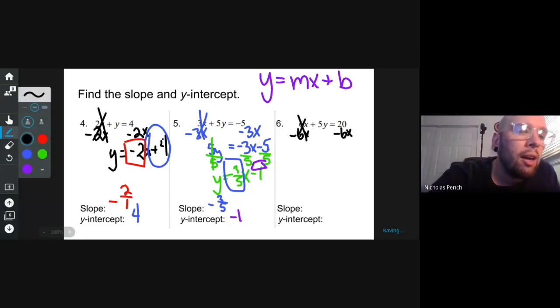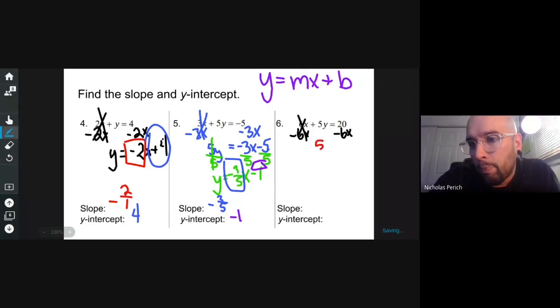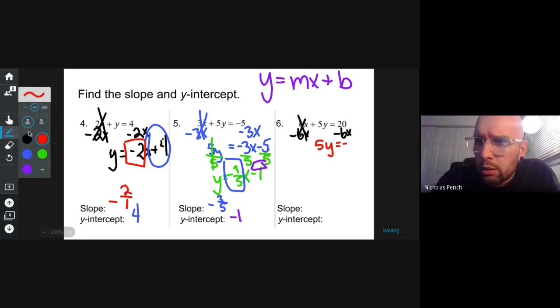On the left side, I have 5y. On the right side, I have a 20 and a negative 6x. Do they combine? No. Why? Because one has an x and the other one doesn't. So I'm always going to write out the guy with the x first. So that's going to be negative 6x, positive 20.